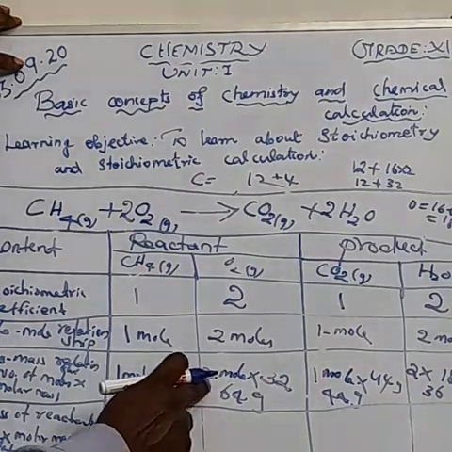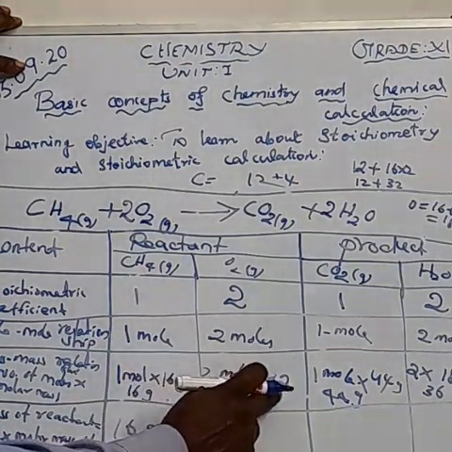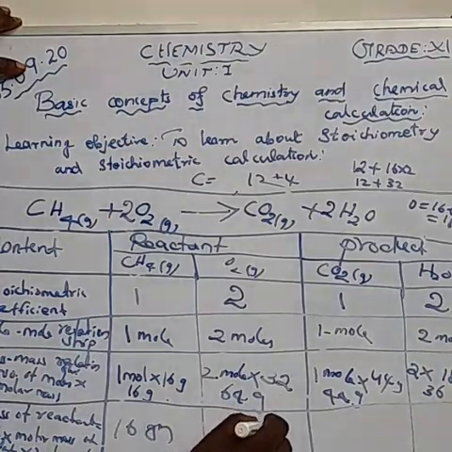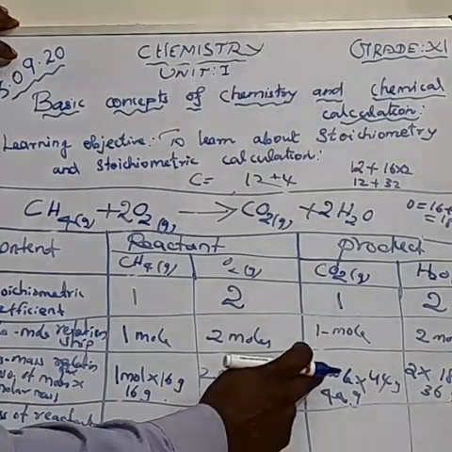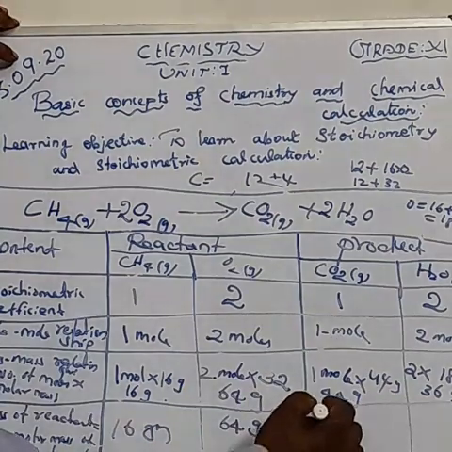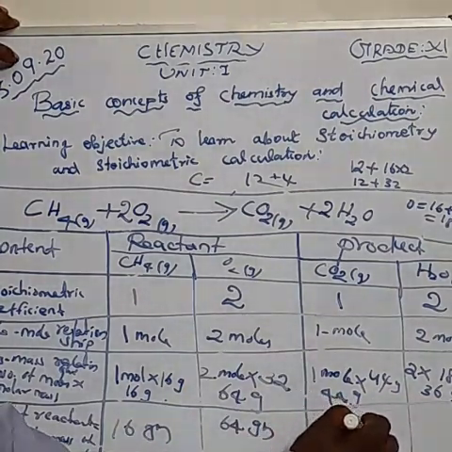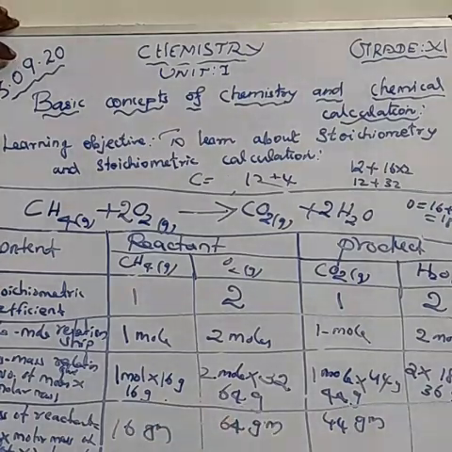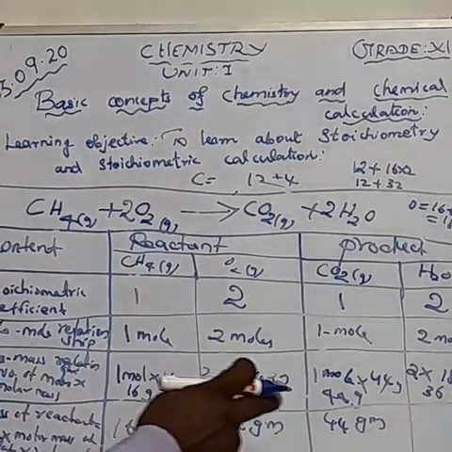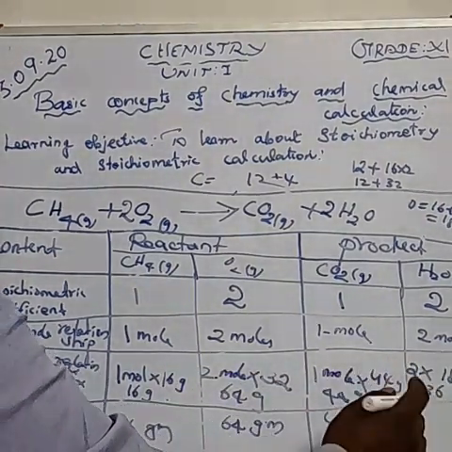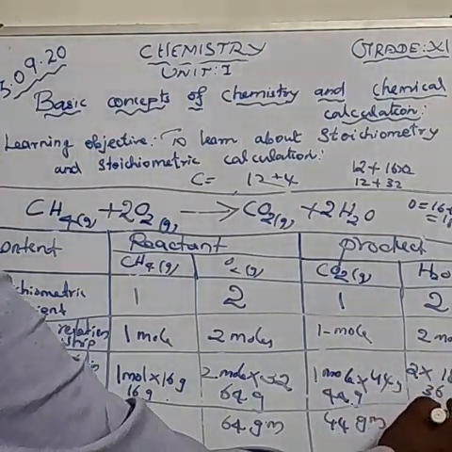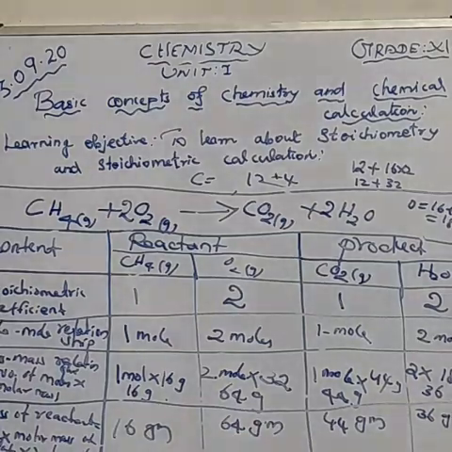How many moles are there? 2 into 32, so we get 64 gram. Then here also 1 into 44, we get 44 gram. Next one also 2 into 18, the number of moles is 2. 2 into 18 is equal to 36 gram.